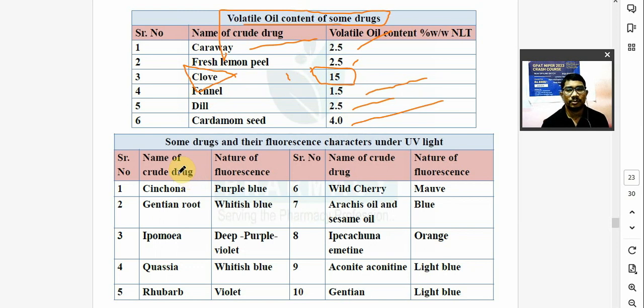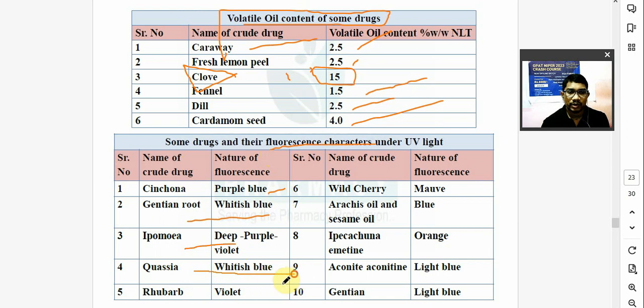Arachis oil मतलब अपना शेंगदाणा तेल. Arachis oil means groundnut oil, and then sesame oil, they will show blue fluorescence. Ipecac will show you orange colored fluorescence. Aconite will show you light blue colored fluorescence. Gentian light blue. So these parameters they have already observed. Okay? You can check the purity of drug, whether that is authentic drug or not.